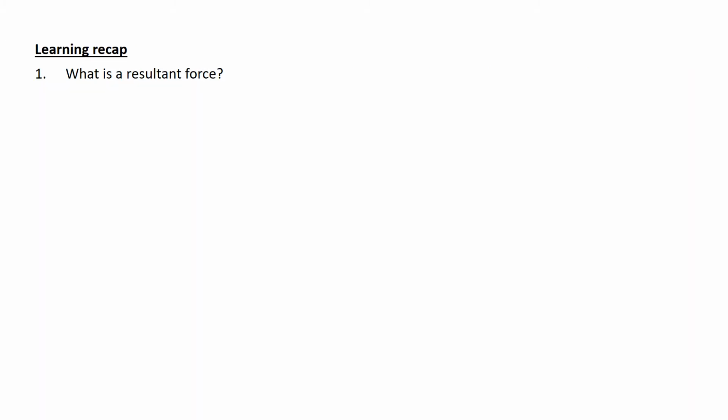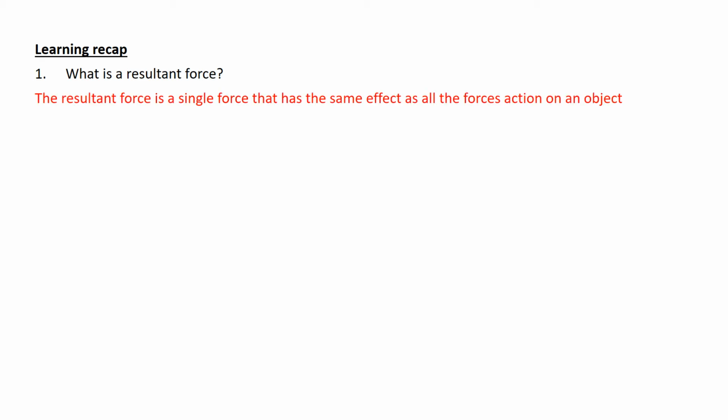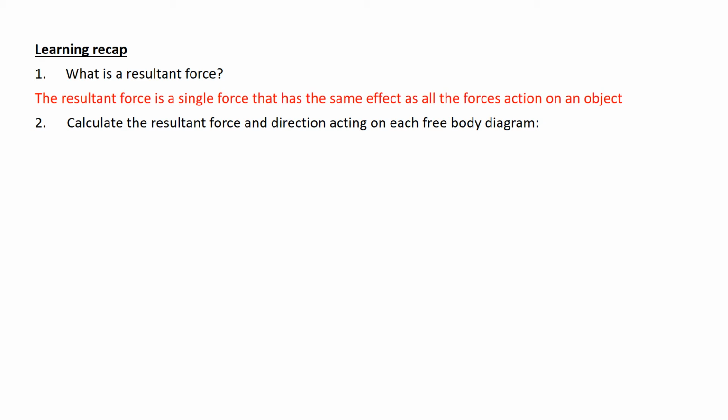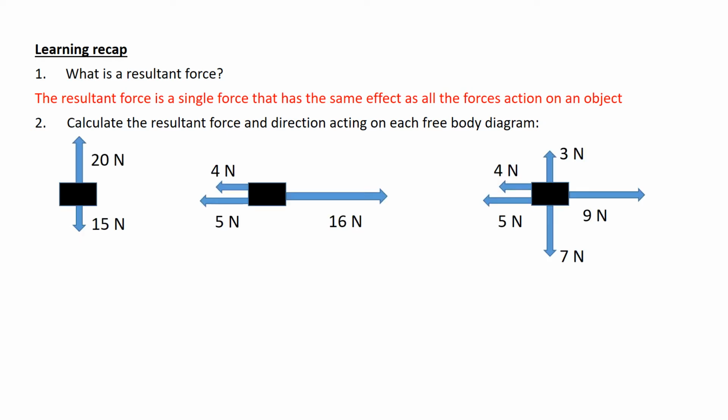Learning recap. What is a resultant force? Think about this. The resultant force is a single force that has the same effect as all forces acting on the object. Calculating the resultant force and direction of force action of each using a free body diagram. This is where the arrows indicate both the magnitude and the direction. Now, ideally, these are best drawn to scale, but you can just indicate it with different size arrows. So have a go at doing these ones for me.